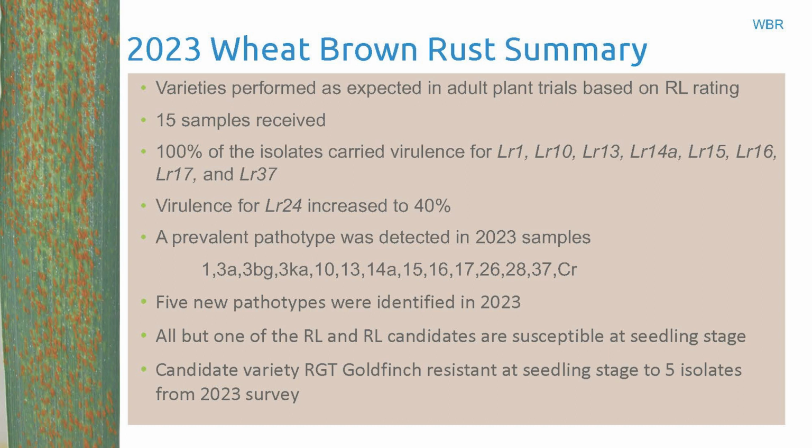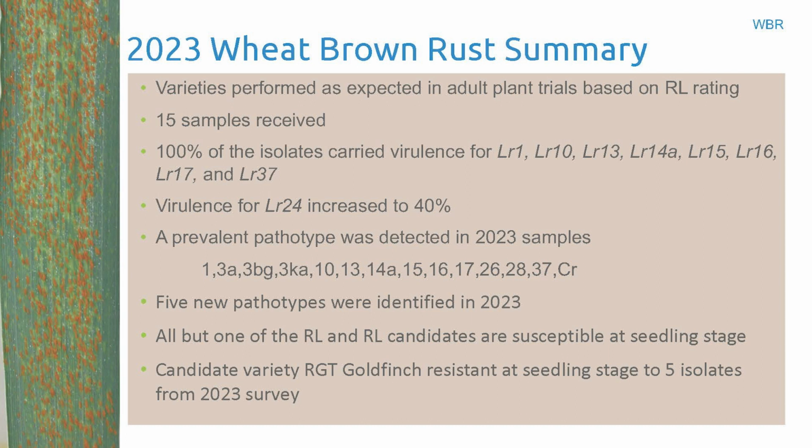We detected a particularly prevalent pathotype in our 2023 samples. 5 new pathotypes were identified in 2023, and all but one of the RL and the RL candidates were susceptible at seedling stage, and it's that candidate variety, RGT Goldfinch, which was resistant at seedling stage to 5 isolates from the 2023 survey. I'm hoping I now have a slide with questions. So any questions on the brown rust?